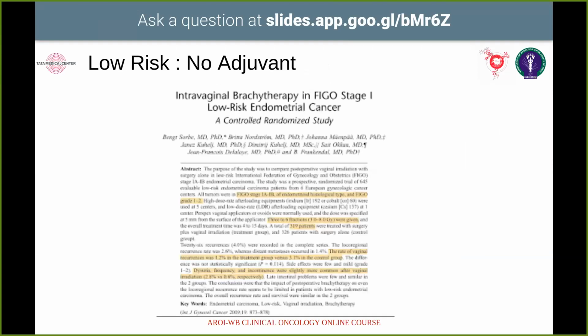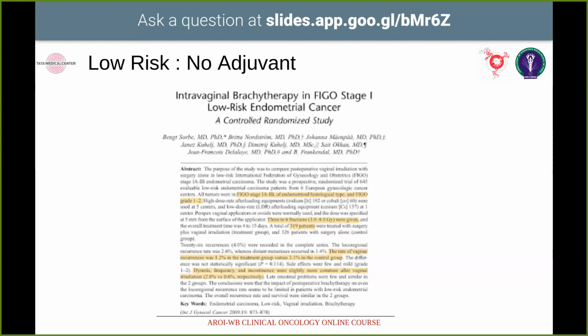Now, let us understand why these therapy recommendations came into place. The first is low risk. Why do we not consider any adjuvant therapy in these patients? This is because of this randomized controlled trial by Sorbe et al., who investigated whether addition of vaginal brachytherapy after surgery in low-risk endometrial cancers resulted in an improved outcome. He randomized 645 patients, and only 4% of the patients developed a recurrence. Although the use of vaginal brachytherapy reduced the risk of recurrence, it did not translate into a survival advantage. And the overall risk of recurrence is so low that it is not considered sufficient for adjuvant therapy.